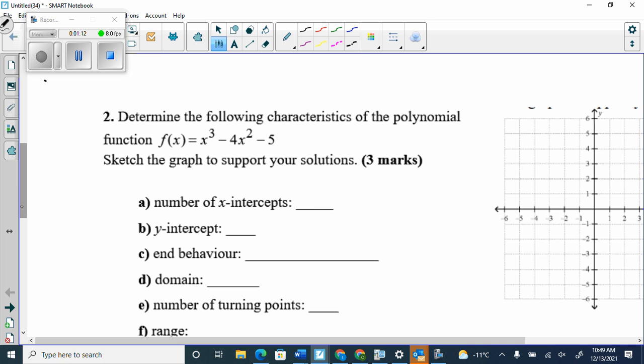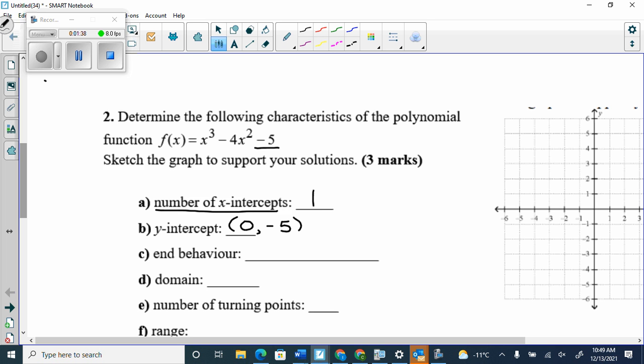So it says number of x-intercepts. So I say 1. I don't say what it actually is, correct? Because it says number. You have to read thoroughly. The next one says y-intercept. It doesn't say number of y-intercepts. So what's the y-intercept of this one? -5, because it is the constant at the back. Now make sure you put it as a coordinate, because y-intercepts and x-intercepts are coordinates.